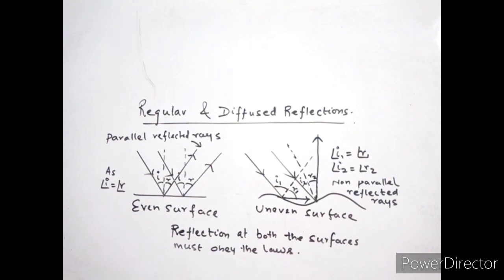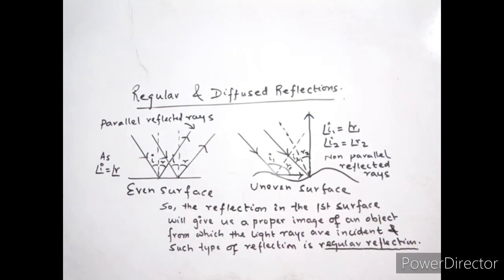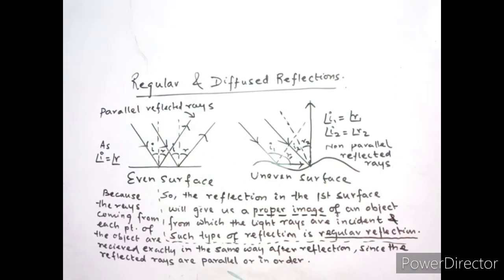So the light rays that are reflected are non-parallel. The reflection in case of the first surface will give us a proper image of an object from which the light rays are incident, and such type of reflection is known as regular reflection. Now, why do I say it will give a proper image? That's because the rays coming from each point of an object are received exactly in the same way after reflection, since the reflected rays are parallel or in order.